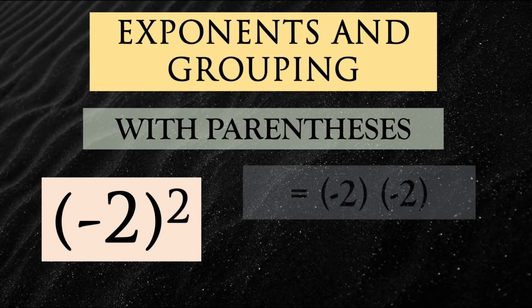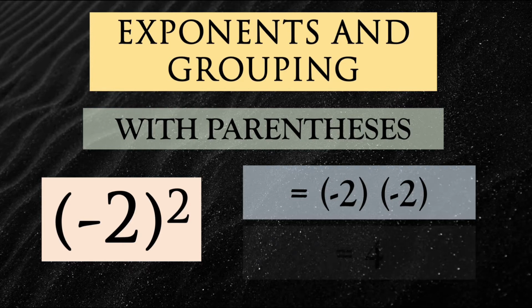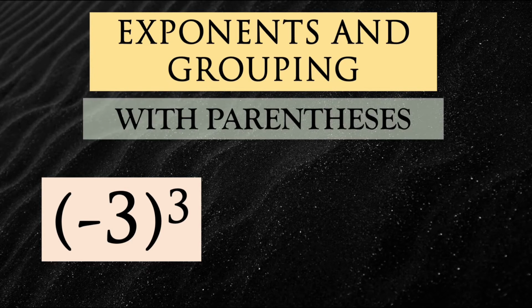So you have negative 2 times negative 2. So negative times negative is positive. So 2 times 2 is 4. You have positive 4. So let's go to another example, and it's still grouping with parentheses.